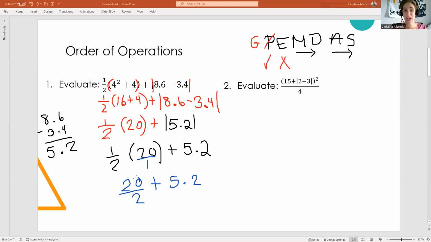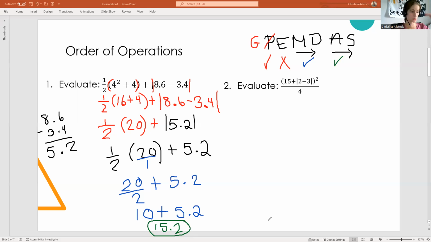Let's keep simplifying that fraction, because remember, fractions are another way to represent division. So we have 20 over 2, otherwise known as 20 divided by 2, which is 10. So 10 plus 5 2/10. We got that multiplication and division step done. And that leaves us with our final step of addition and subtraction. So 10 plus 5 2/10 is 15 2/10, our final answer.